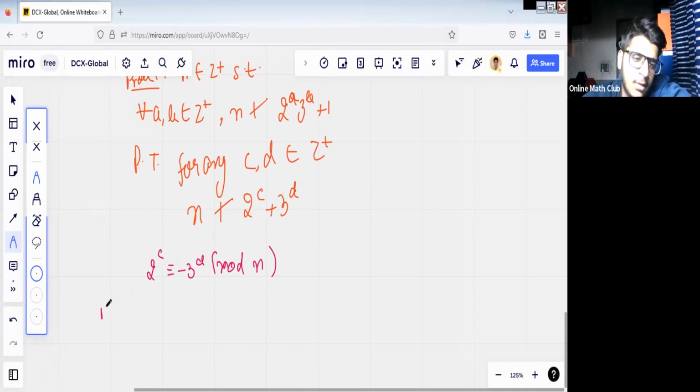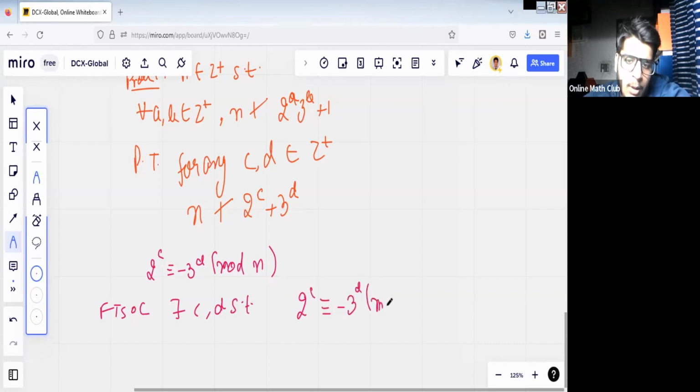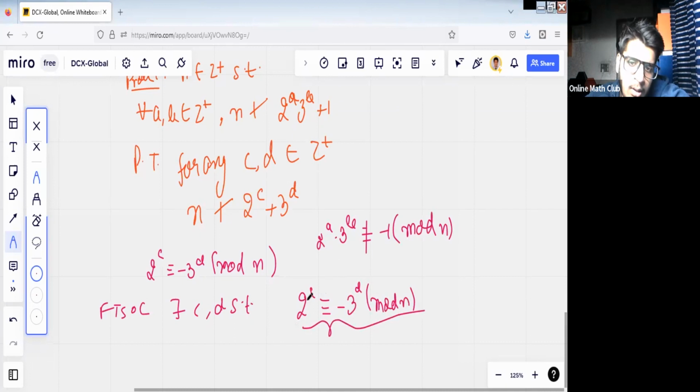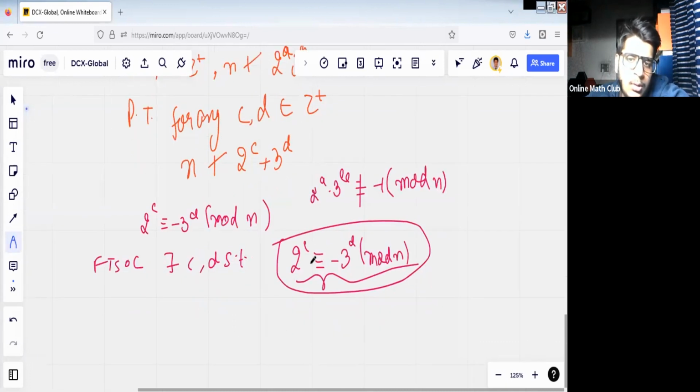So let's assume for the sake of contradiction, there exist c, d such that 2^c is congruent to minus 3^d modulo n. And you have that 2^a * 3^b is never congruent to minus 1 mod n, right? So how do you get minus 1 from here on the RHS? What do you do to go to this form?